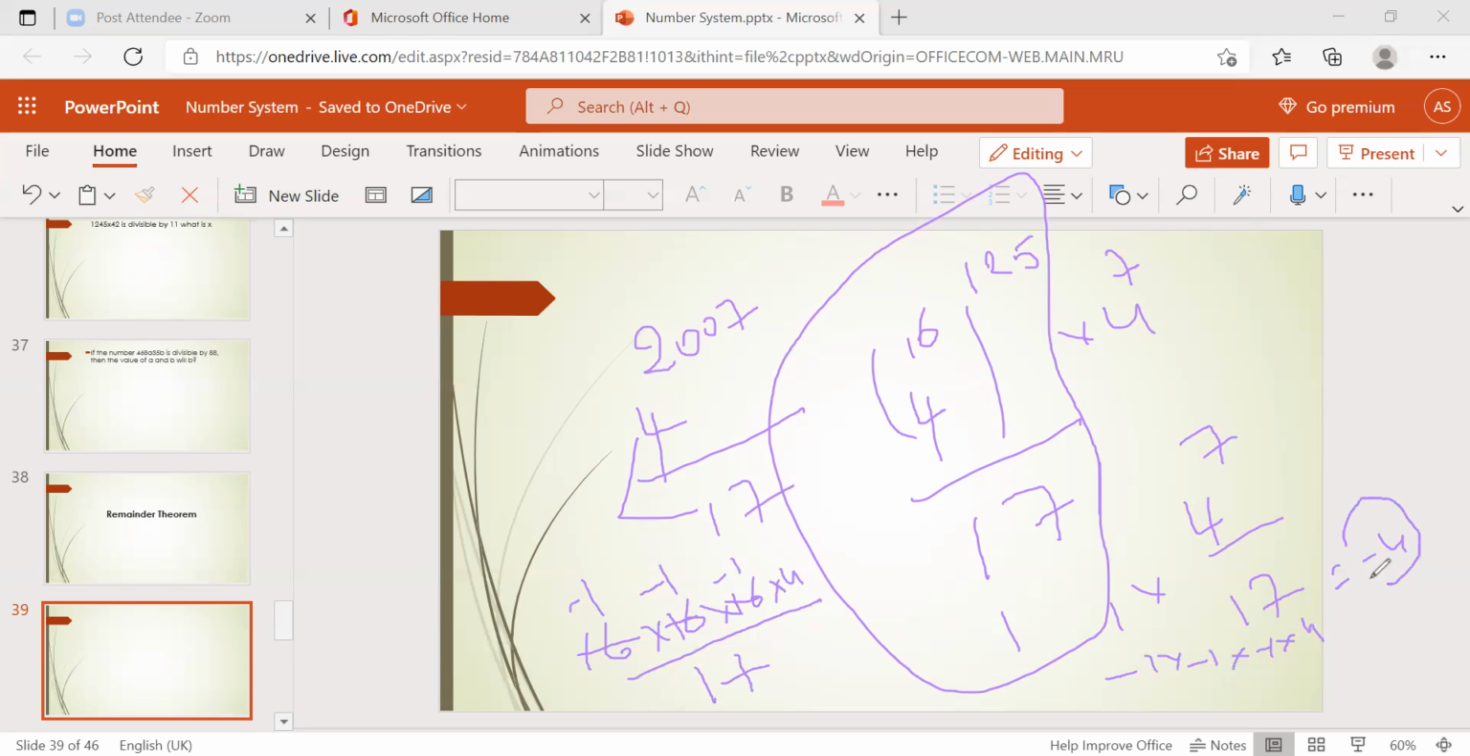So -4 is not the remainder. So we have to consider always positive remainder only, right? So what we have to do, add this minus remainder to 17, that's it. So our remainder is 13. Okay, so hope you understand. We'll see some more problems, then we'll go for another important method.